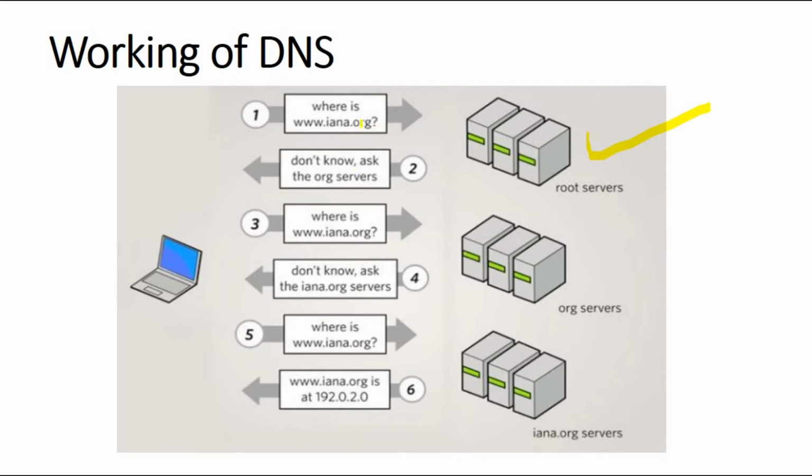Now, the root server doesn't know that, so it asks the org server, one of the top level domain servers. The org server is asked where www.iana is. It doesn't know, so it says to ask the iana.org server. Here www is missing because that is the third level domain, while iana.org is the second level. We already got org from the root, and under the org server it tells us to ask iana. Once we ask the iana.org server, it tells us that this is your IP, 192.0.2.0. Keep this concept in mind, because in the next slide I'm going to show you something different.